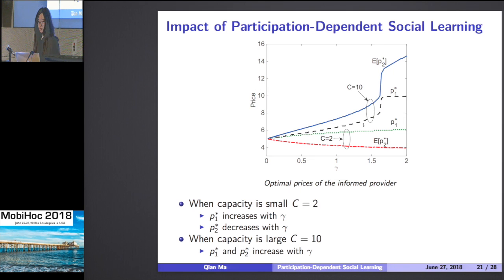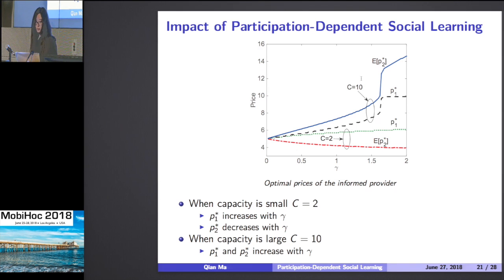The y-axis is the provider's pricing policy. So let's first focus on the two lower curves, which represent the pricing policy for the small capacity scenario where C equals 2. We can see that when the capacity is small, the first period price P1 increases with gamma, while the second period price decreases with gamma. The reason is that when gamma increases, users can learn more information that the provider has a smaller capacity and the QS may be worse. So the provider tends to set a higher P1 to attract fewer users in the first period, to induce less congestion and leave better reviews on the QS to attract more users in the second period.